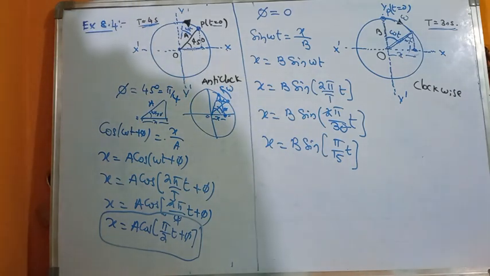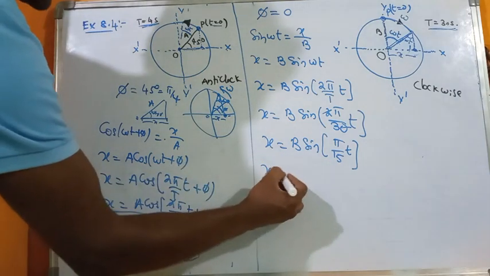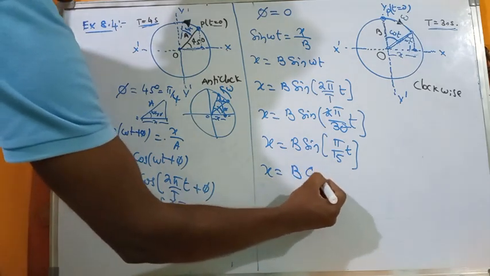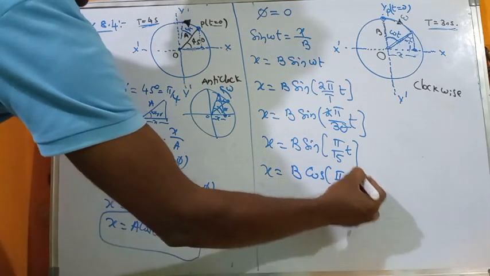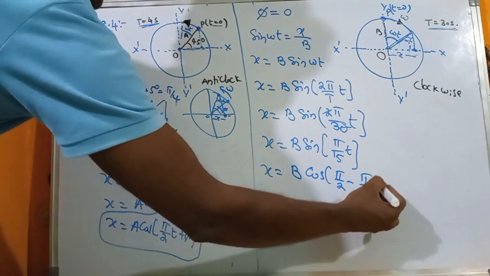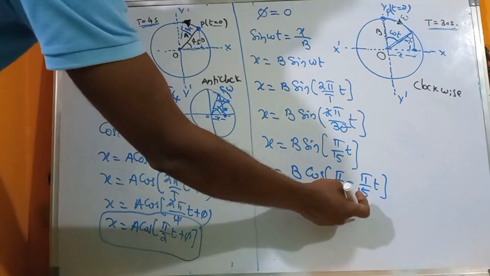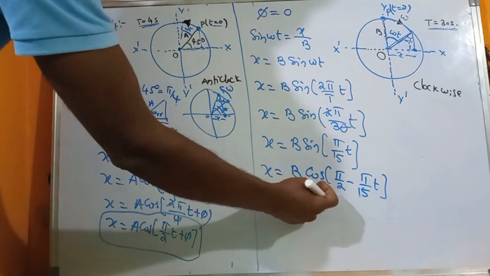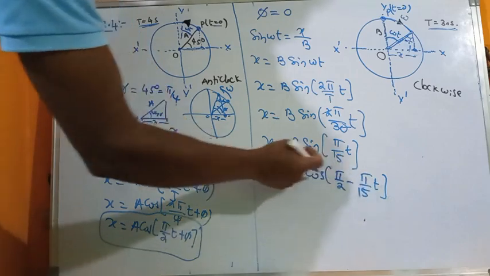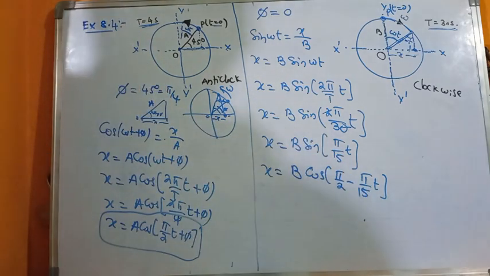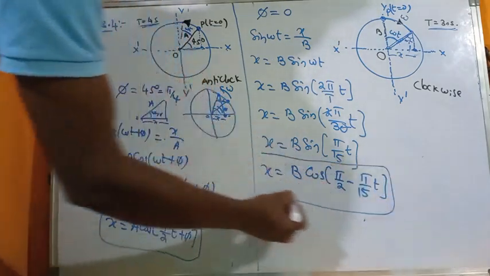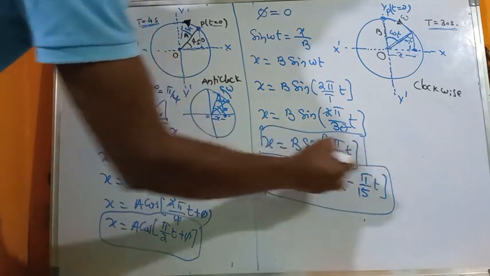And we can also express this like this: x is equal to b cos of pi by 2 minus pi by 15 into t. That is also possible, because cos of 90 minus theta is equal to sin theta. Cos 90 minus theta is equal to what? Sin theta. So this is expressed like this and also like this. Both are correct in this situation.